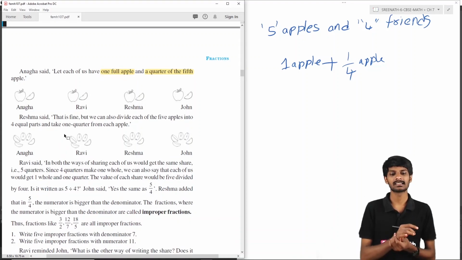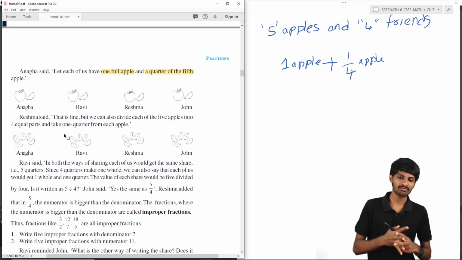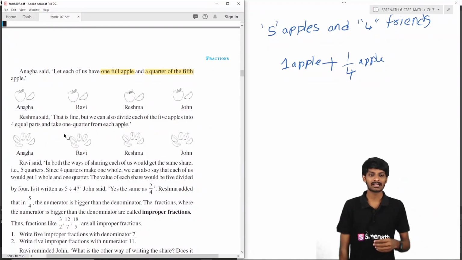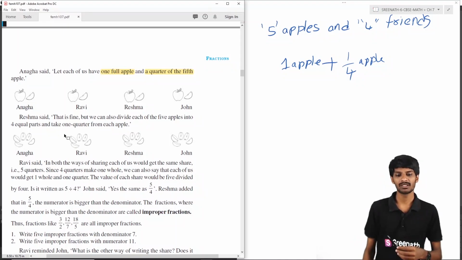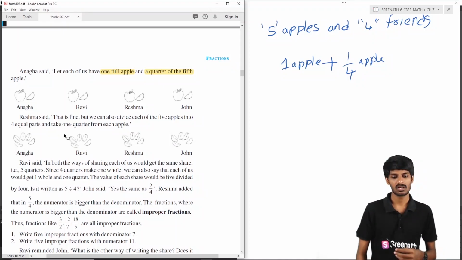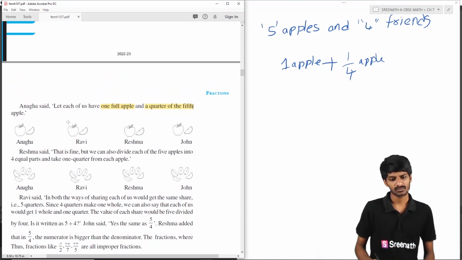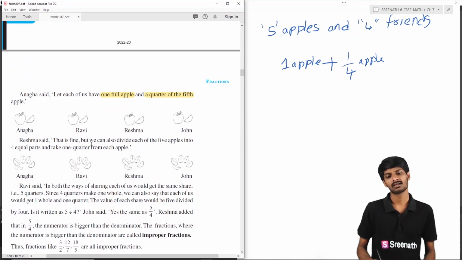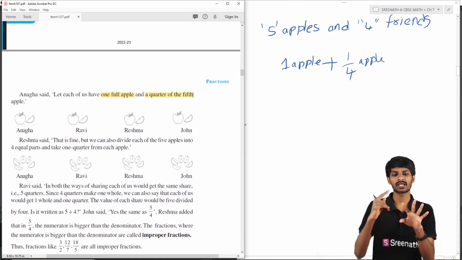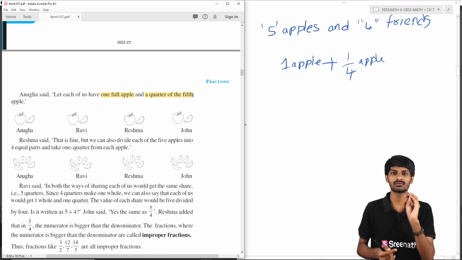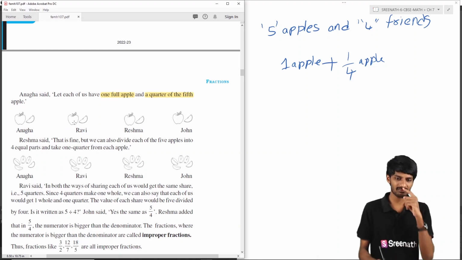So Reshma said that is fine, okay, it is good, but we can also divide each of the 5 apples into 4 equal parts and take 1/4 from each apple. So what they have discussed, students, is that we can also divide each of the 5 apples into 4 equal parts. There are 5 apples, so every apple is made into 4 equal parts. If you see here, everybody is getting 1 full apple and 1/4 of an apple.